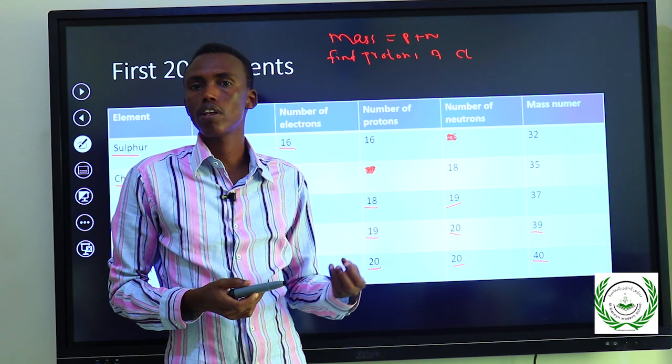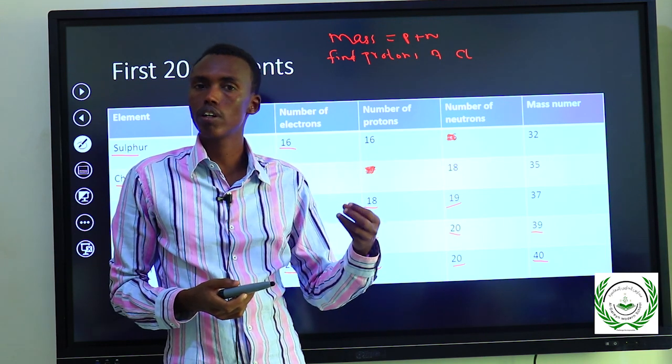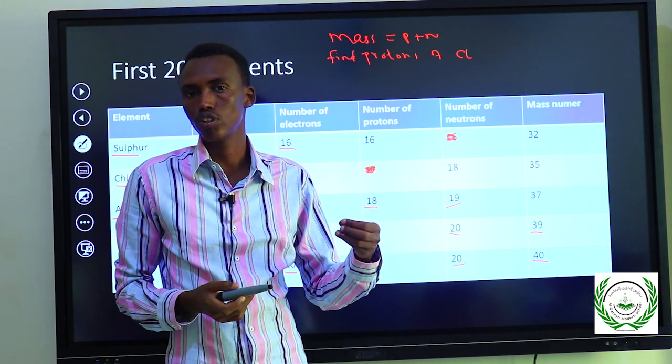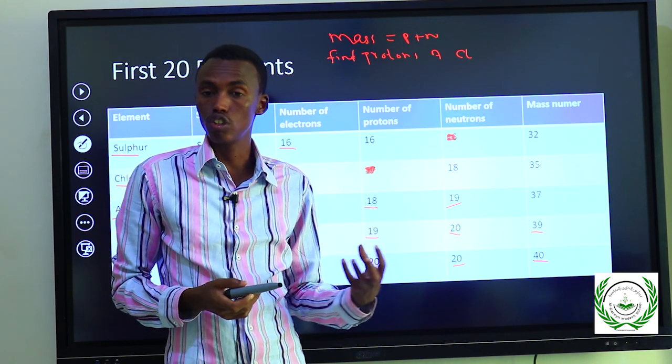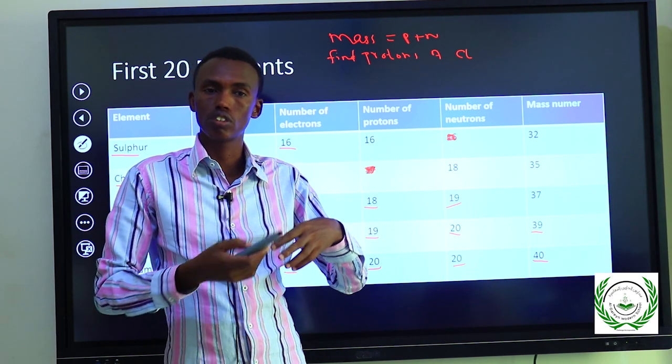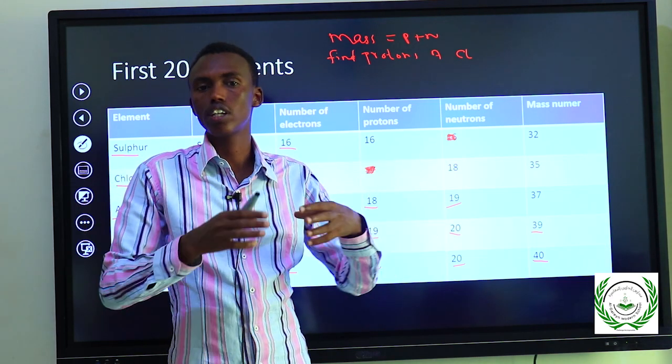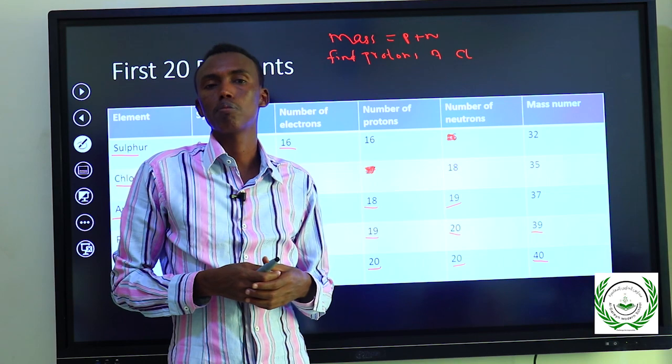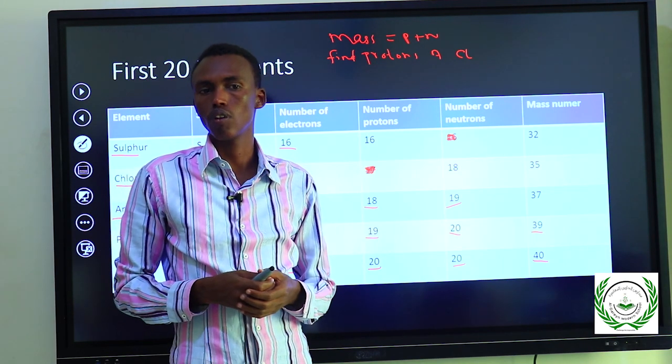The second point, which is also the most important, is that the proton number, the number of protons and number of neutrons are found in the nucleus of the element, while the electrons are found around the nucleus, in the shells, the energy levels that revolve around the nucleus.